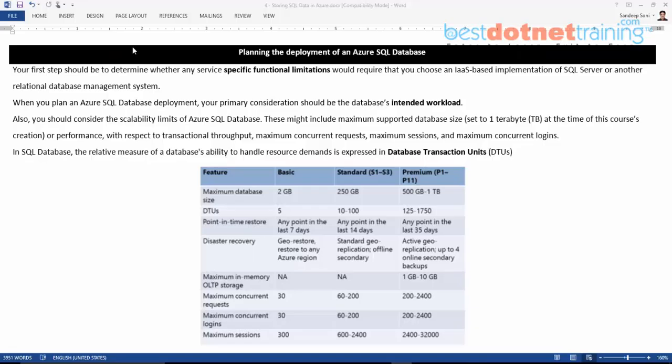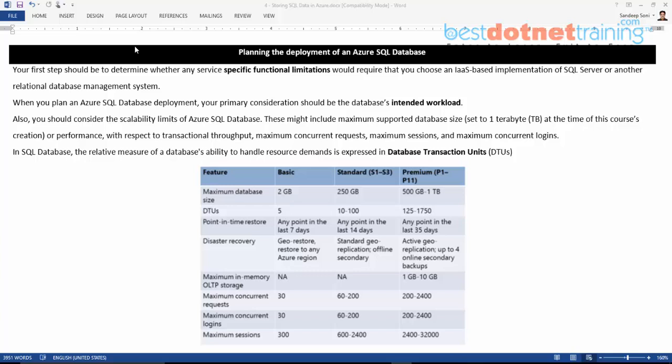Planning the deployment of an Azure SQL database. The very first thing which we have to check when we want to decide about an Azure SQL database is whether it has any functional limitation which my application would need. For example, Azure SQL database does not support full text search, or it does not support SSIS and SSAS services. So if these kinds of requirements come up, we cannot make use of Azure SQL database.